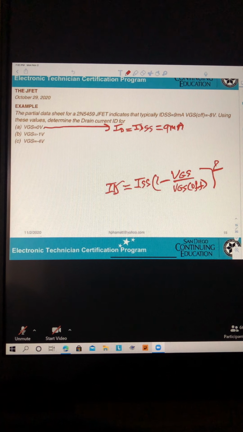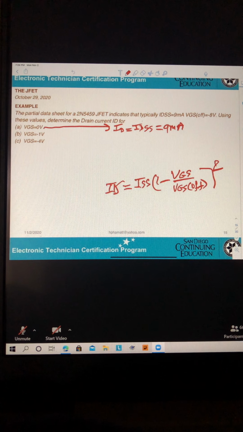Great. However, we don't need that one for number A. Why? ID is max at IDSS when VGS is 0. On number A, we don't need the formula. VGS is 0, so ID equals IDSS, which is 9. Okay. Calculate number 2, then you must use the formula.